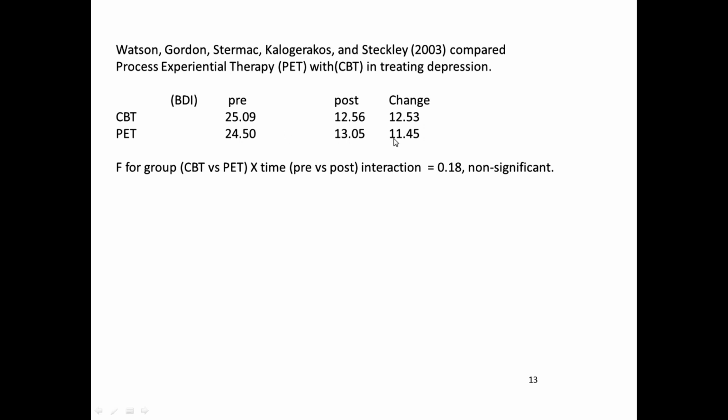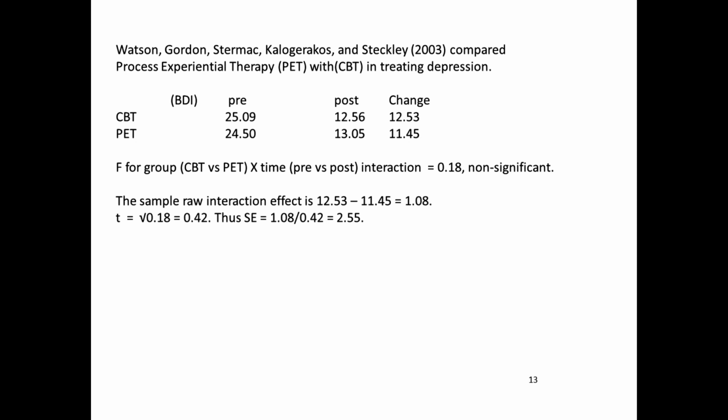Now they wanted to argue for equivalence on the basis that the interaction, time, pre versus post, by type of therapy, was non-significant. So the F for the interaction, the 1 degree of freedom F, is 0.18. Now, how do we do a Bayes factor on that? An interaction, a two-way interaction, is a difference of differences. That's what it means. So we've got the differences here. We just find the difference of the differences. And that is the raw effect size in BDI units for the interaction.